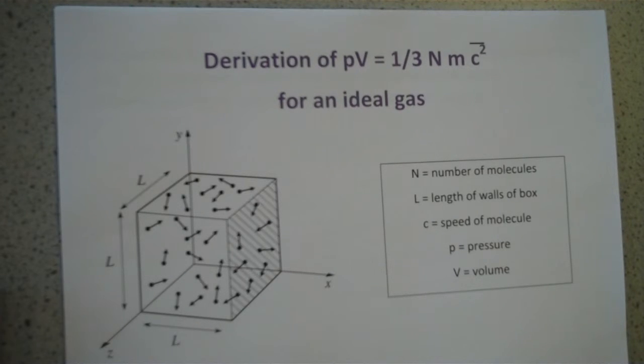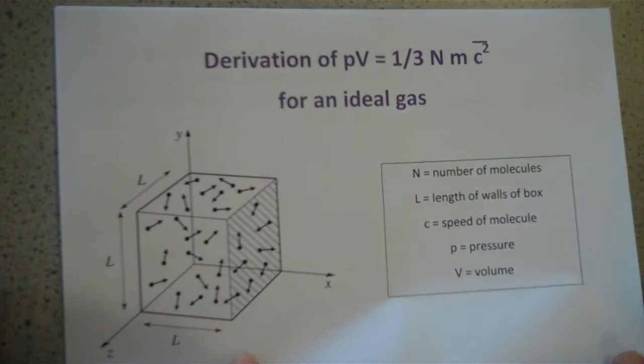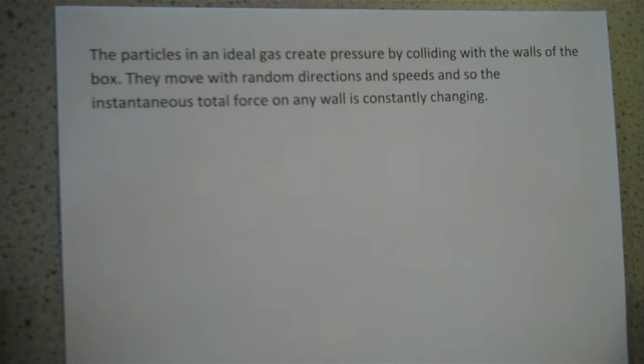Okay, so derivation of PV equals a third N m c squared bar, where the symbols mean what it says in the box. So the particles in an ideal gas are creating pressure by colliding with the walls of the box. They're moving in random directions with a range of speeds.